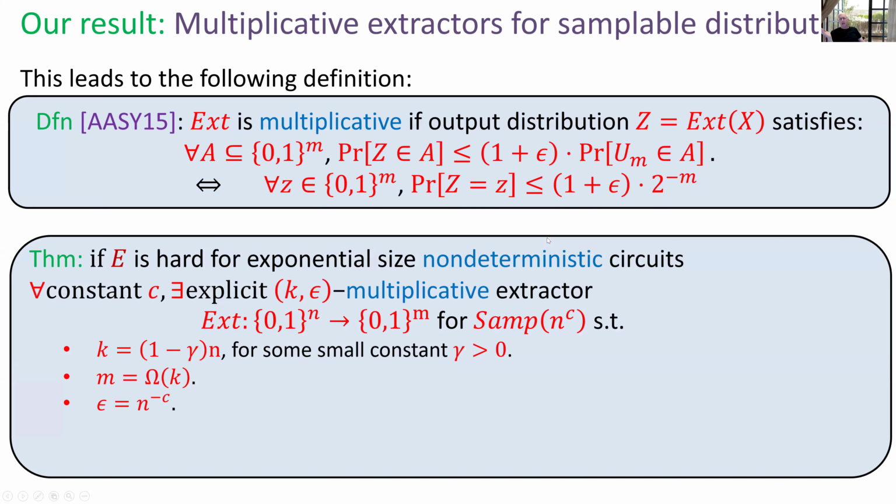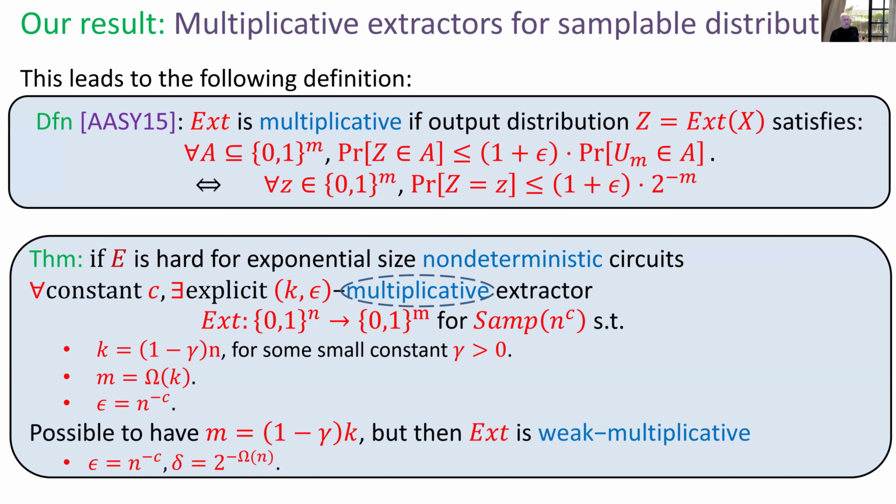And now I'm ready to tell you what the main result is. The main result of this paper is that under the same weak assumption used by the BGDM paper, if E is hard for exponential size non-deterministic circuits, then we get an extractor with exactly the same parameters as the previous work by Trevisan and Vadhan and BGDM, but now we have the added benefit that the extractor is stronger, it's multiplicative rather than additive.